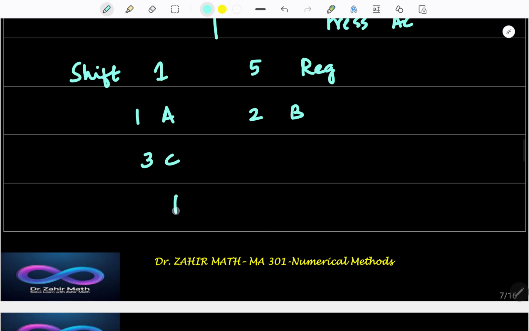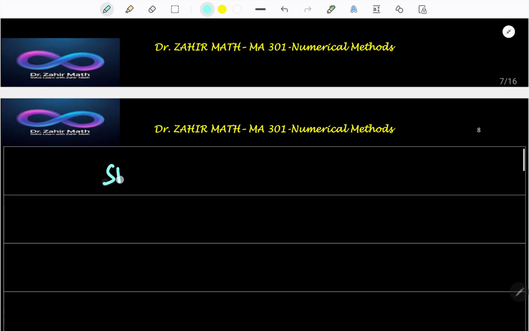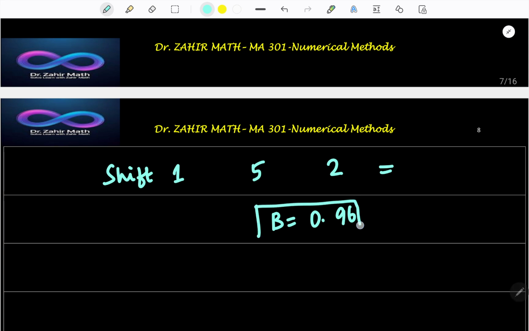Press 1, and then press equal. When you press equal, you will get 0.7, okay? Again shift 1, and then again press 5. Press 5 and then press 2, press equal. When you press equal, you will get B equal to 0.96. I fixed the mode with shift 4 mode, 6, to give 2 decimals. I was getting a bigger value, so I reduce it to 0.96. Okay, right.